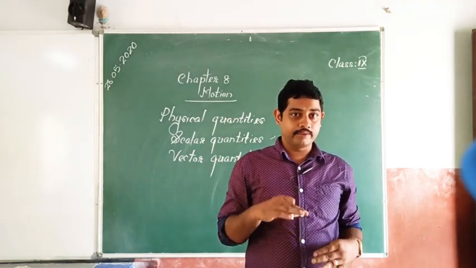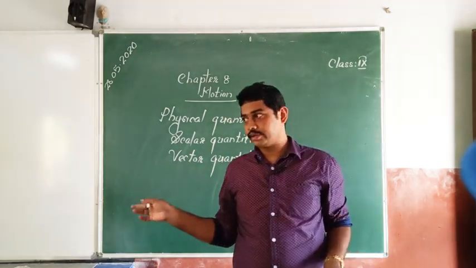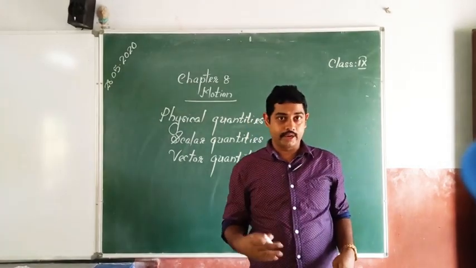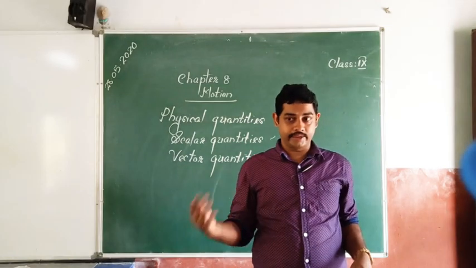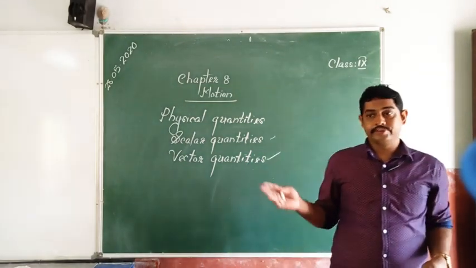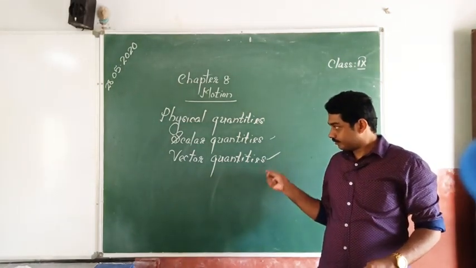Physical quantities having both magnitude and direction are called vector quantities. We are all familiar with the directions: north, south, east and west.